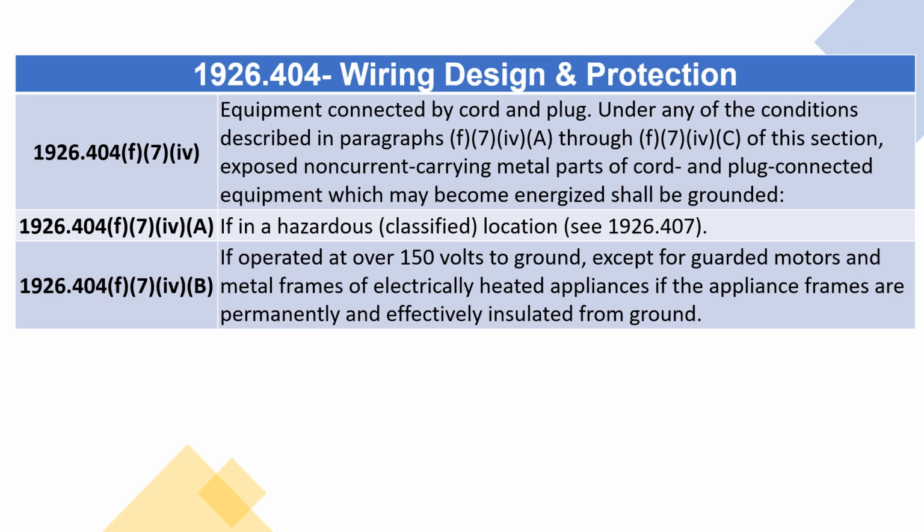1926.404 F7-4 Equipment connected by cord and plug. Under any of the conditions described in paragraphs F7(4)(a) through F7(4)(c) of this section, exposed non-current carrying metal parts of cord and plug connected equipment which may become energized shall be grounded. 1926.404 F7(4)(a). If in a hazardous, classified, location, see 1926.407. 1926.404 F7(4)(b). If operated at over 150 volts to ground, except for guarded motors and metal frames of electrically heated appliances if the appliance frames are permanently and effectively insulated from ground.